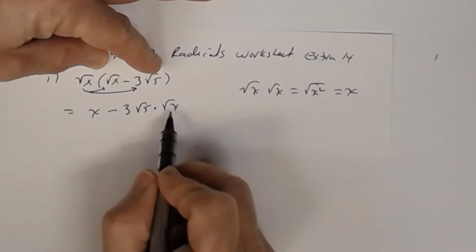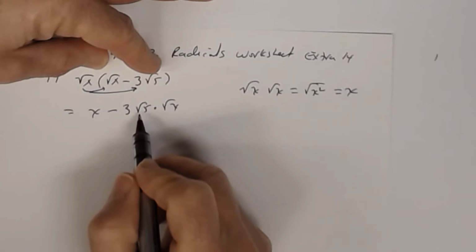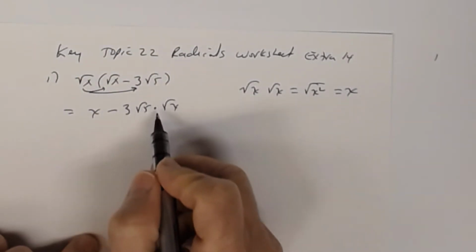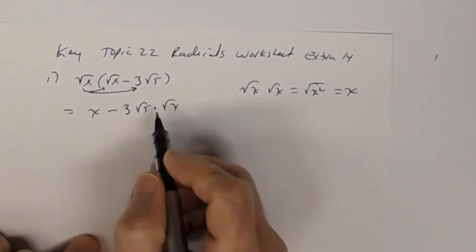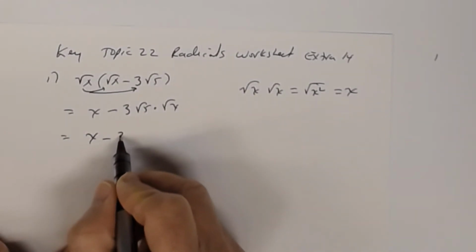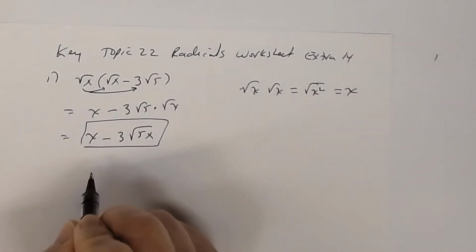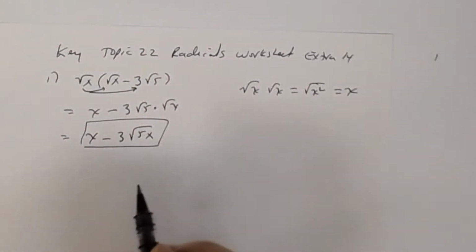But remember, by the product property for radicals, if the indices are the same, I can multiply the radicands. So this becomes x minus 3 square root of 5x. And that's all you can do. Those are not like terms, so you cannot combine them. All right, so that's number one.